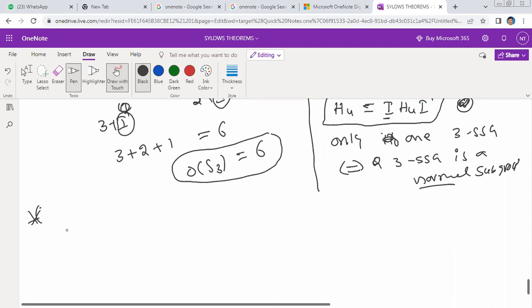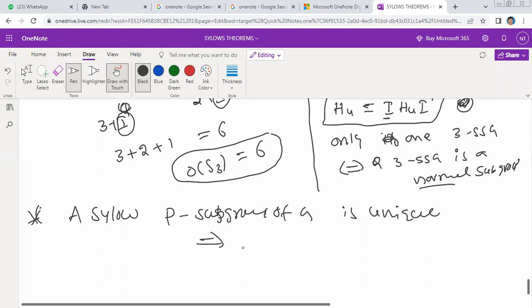A Sylow P subgroup theorem. A Sylow P subgroup of G is unique if and only if the Sylow P subgroup is normal. Sylow P subgroup is normal in G.